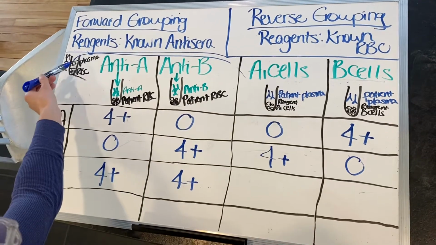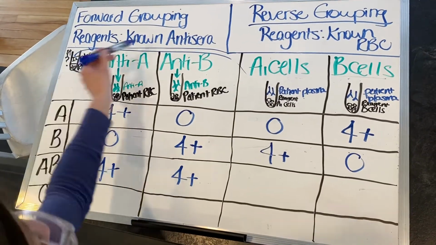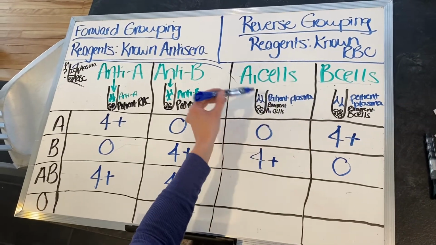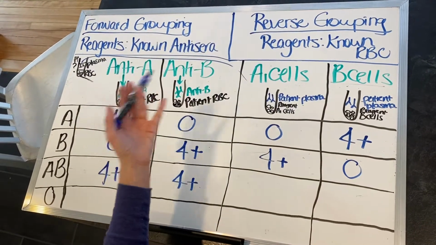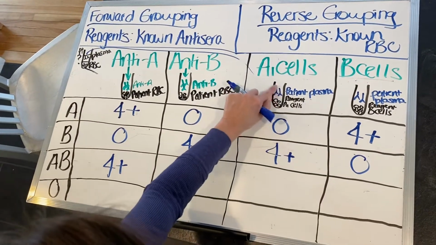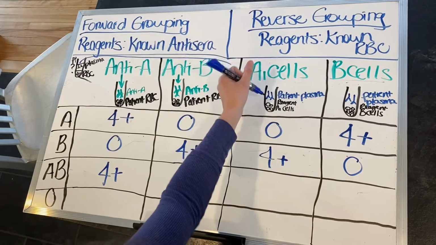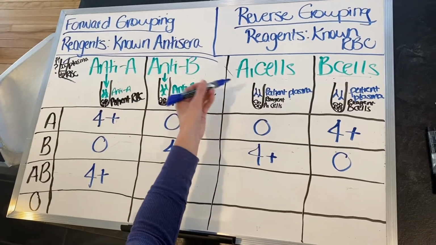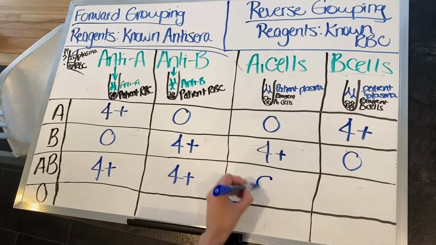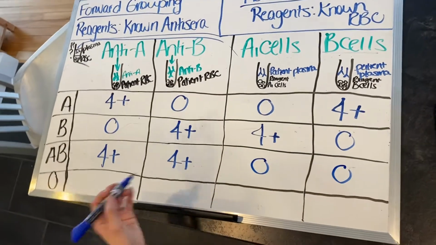So if you take the plasma from a group AB individual and you add it to A1 cells in the reverse and B cells in the reverse, their antibodies, they don't exist. They don't have any ABO antibodies. So there's no antibody there at all. Like, yes, we added the plasma, but there's no ABO antibody to react with the A1 cells or the B cells. So they're going to have a negative result in both of those.